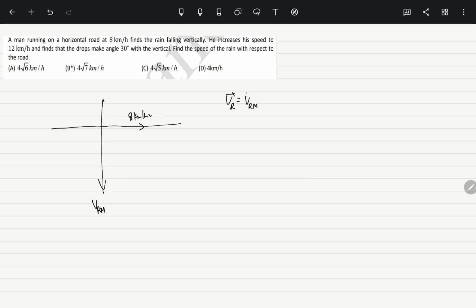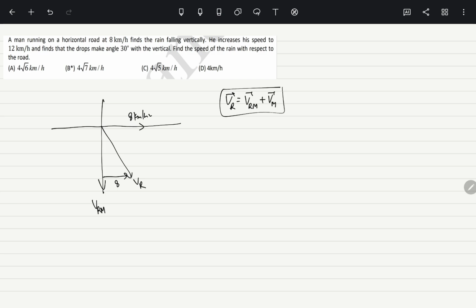The resultant of these two is vr, right? Vr is vrm plus vm. So we can see that vr is the resultant of these two, so vr will be somewhere here. This 8 is nothing but this vector, so we can shift the vector here. I'm just trying to draw the rough vector diagram. Hope you understood. So that's the first case.